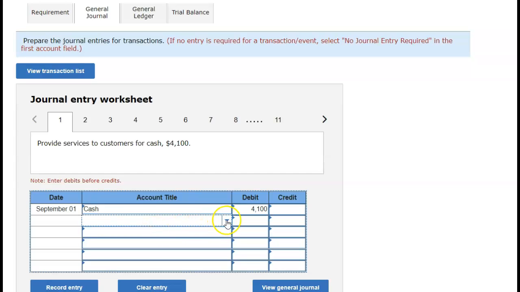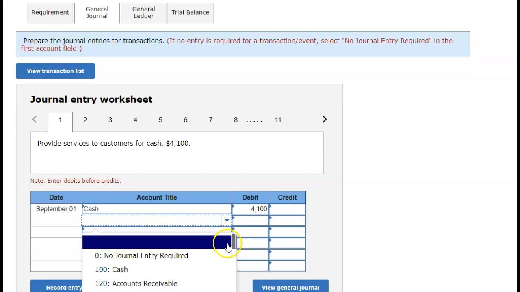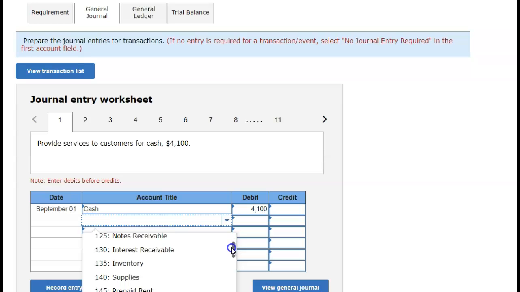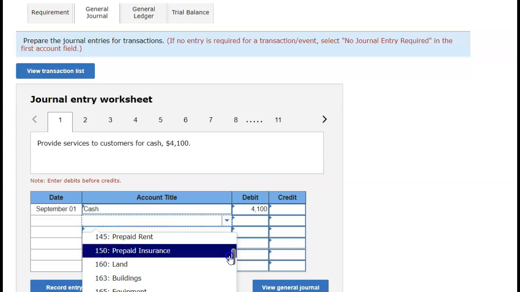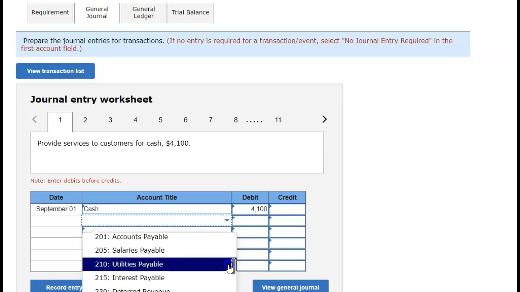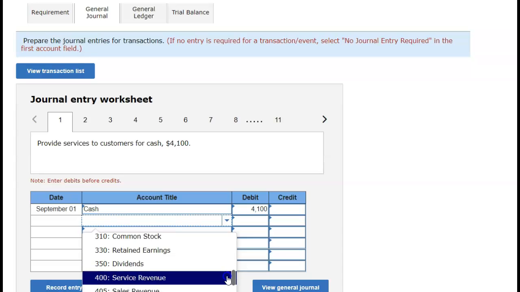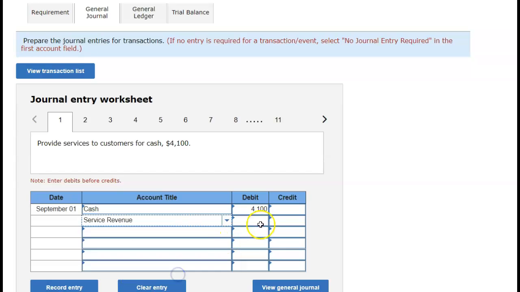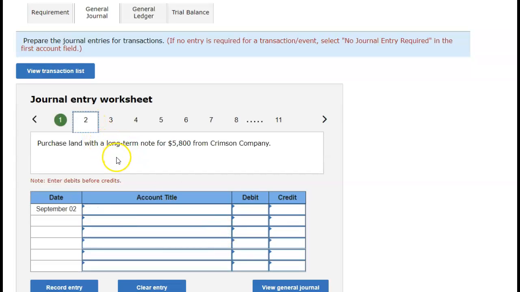Okay, we provided services to customers. I'm going to look for some kind of revenue account that says services, probably service revenue, something like that. Keep looking. What do I find? Service revenue. There we go. All right, that's 4,100. I think that's the first journal entry. I think that's what they want us to do. Let's look at number 2.